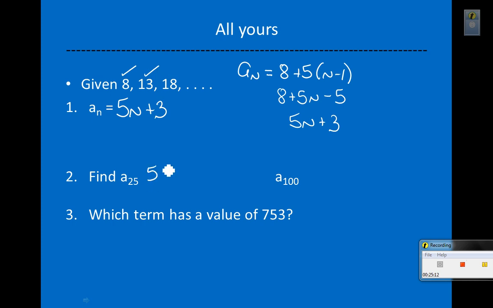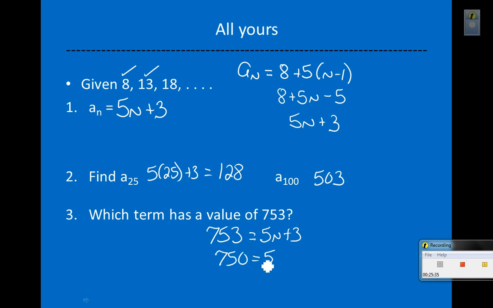If you go 5 times 25 plus 3, I believe you're going to get 128. And if you plug in 100, you're going to get 503. On this one, you should have went 753 equal 5n plus 3. Should have subtracted 3. Then you should have divided by 5. And I believe that's going to be 150 this time.